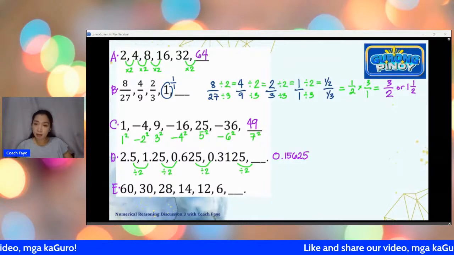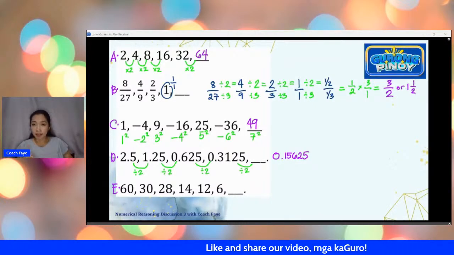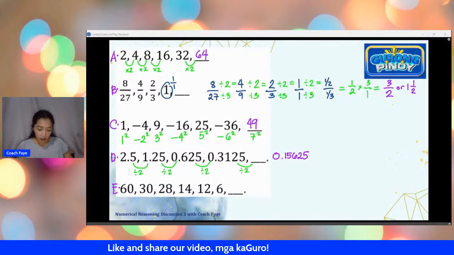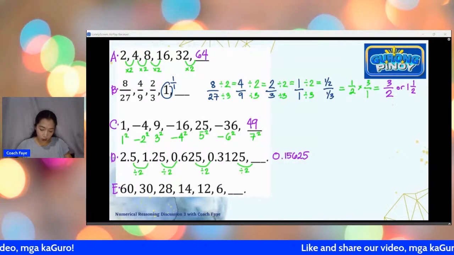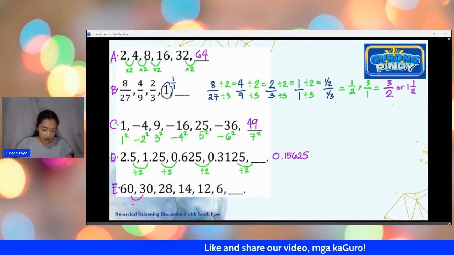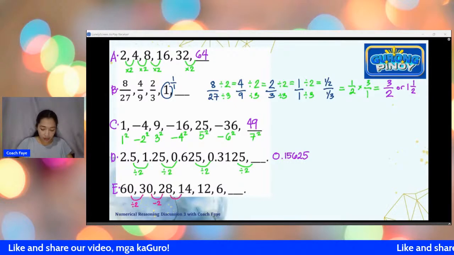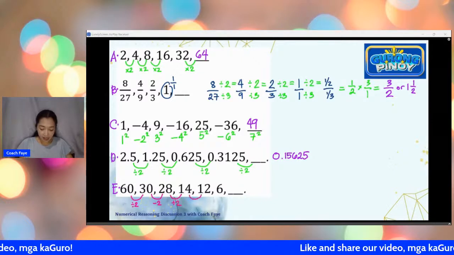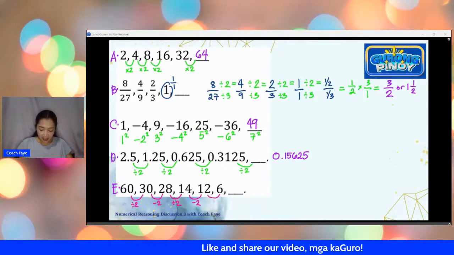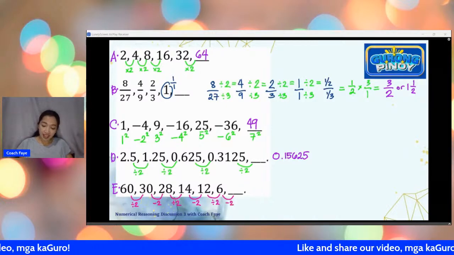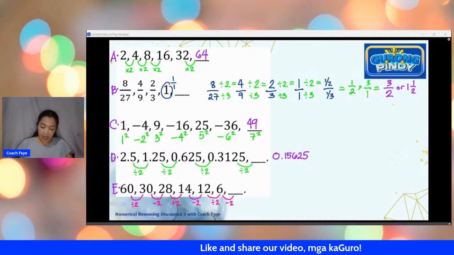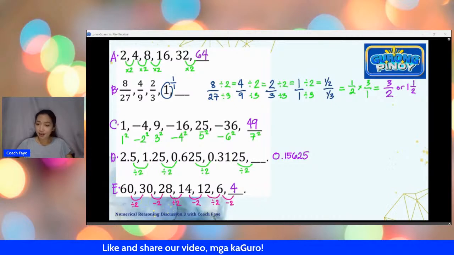So in letter E, medyo may 3 and 4 tayong options dito. Let's take a closer look. Ano po siya? So let's see the pattern. So this one, medyo hindi po kita, palitan ko muna ng kulay sandali. This is divided by 2. This one is minus 2. This is divided by 2. This is minus 2. This is divided by 2. So we expect that the last pattern here is going to be minus 2. Ano po? Minus 2 po siya. So the answer that I'm expecting here is 4.